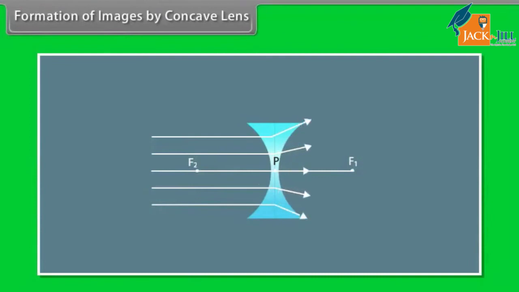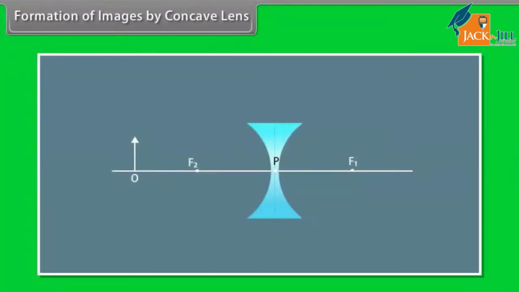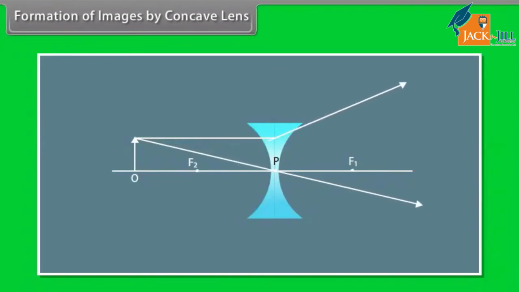Formation of images by concave lens. When the object is placed at infinity, then the image is formed at f on the same side. The nature of the image is virtual, erect and diminished to a point. When the object is placed at any distance, then the image is formed on the same side between optical center and f. The nature of the image is virtual, erect and diminished.